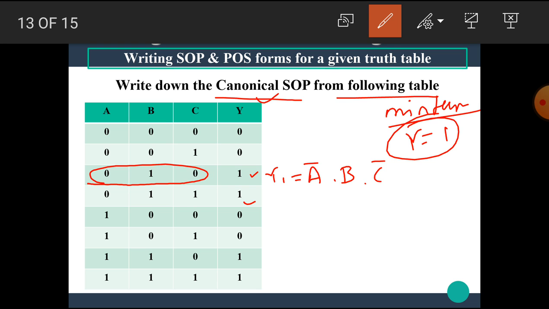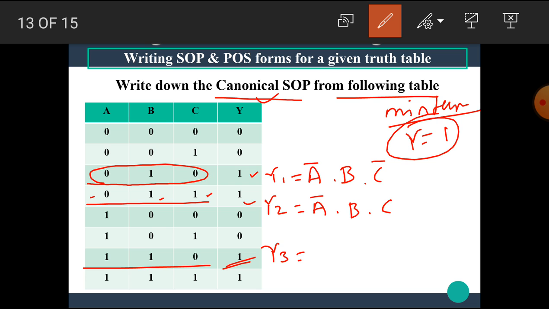Here also we have y is equal to 1, hence we get here y2. For this combination a is equal to 0, hence we write here a bar, into b is equal to 1, hence we write b. C is equal to 1, hence we write here c. We can also find the min term for this combination y is equal to 1. Here we can write y3. A is equal to 1, hence we write here a. B is equal to 1, hence we write here b. C is equal to 0, hence we write here c bar.